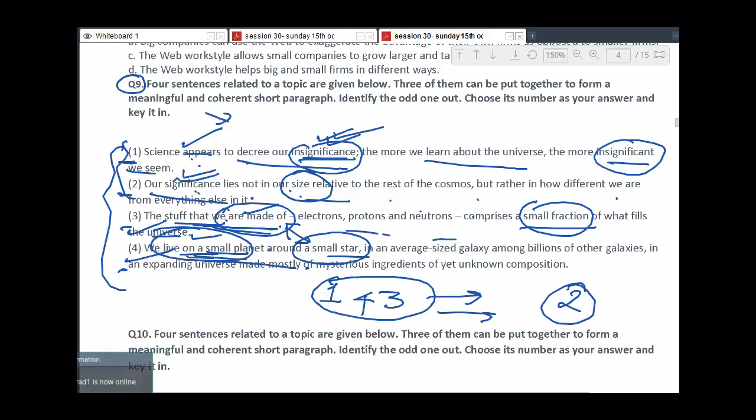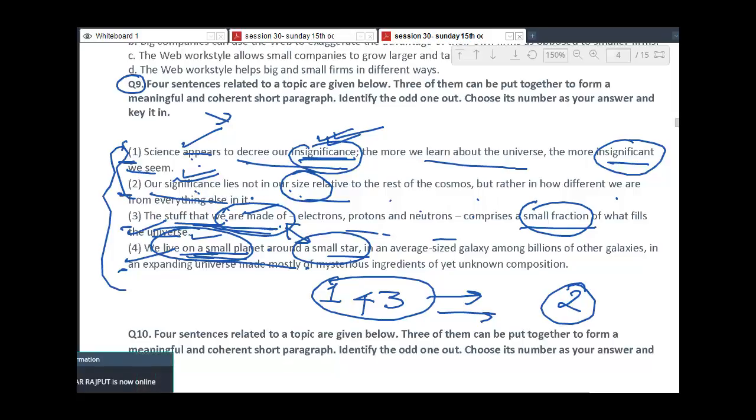Why? Electrons, protons, and neutrons are a part of science. Your universe is a part of science. So you cannot say that science is different. In fact, science basically, we will come to that. Don't worry about this. We are simply doing the question. We are just running through the entire RC. Galaxy is also a part of your science and universe. So don't say science is one thing, universe is another thing, and electron, proton, and neutron is another thing. This cannot be the logic.